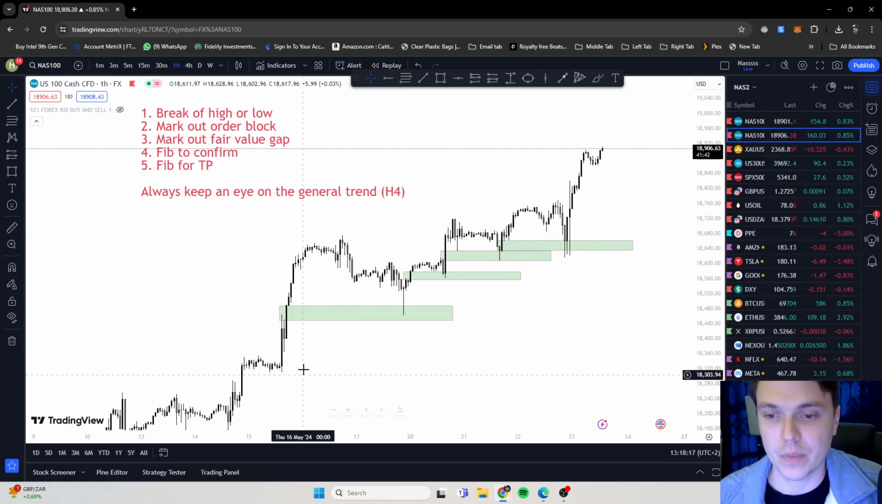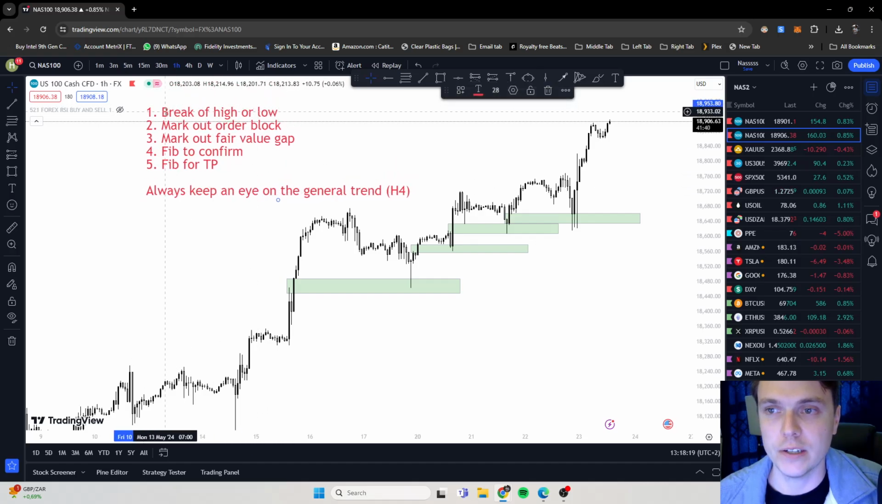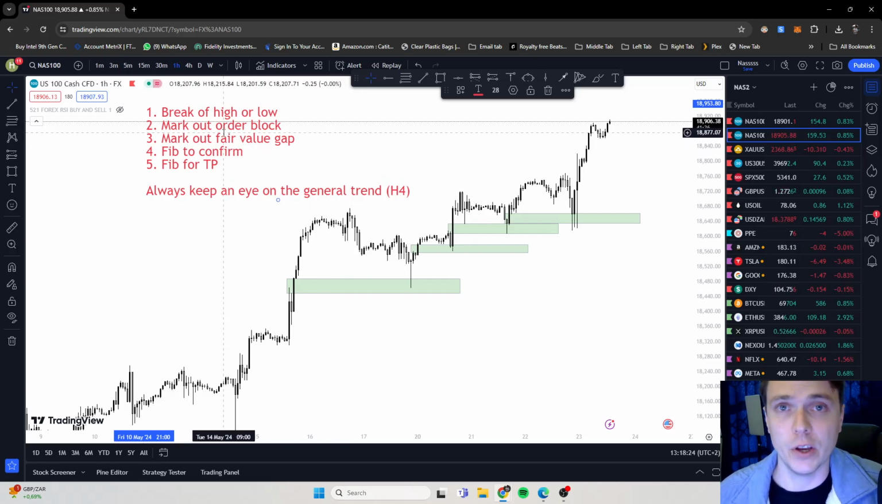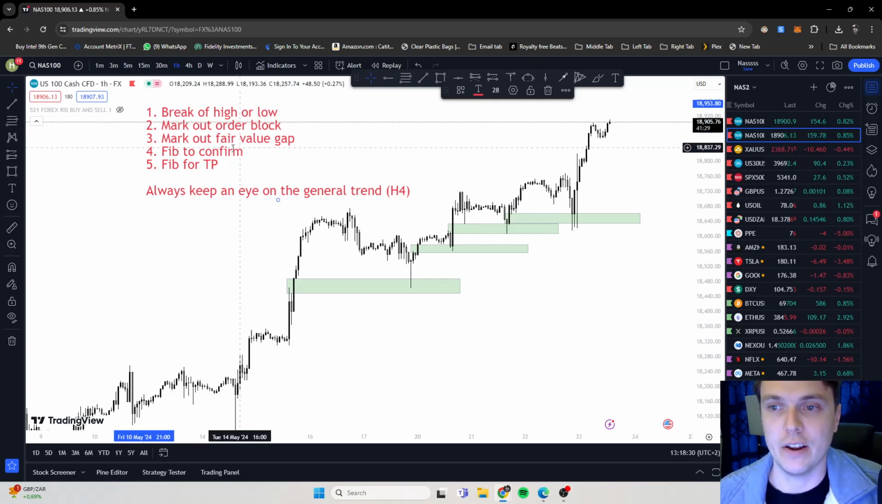So how this works is we're always going to look for a break of a high or a low. In this case, it's going to be highs, because we are in a bullish market. Then we're going to mark out an order block. We're going to mark out our fair value gap. And then we're going to use the fib to confirm. And then we can use that same fib for the TP.